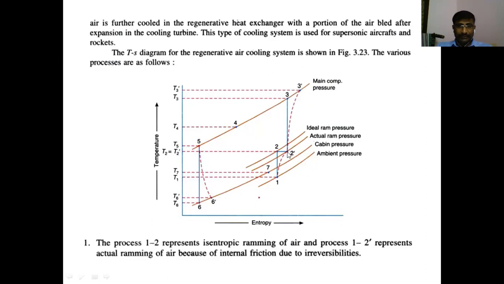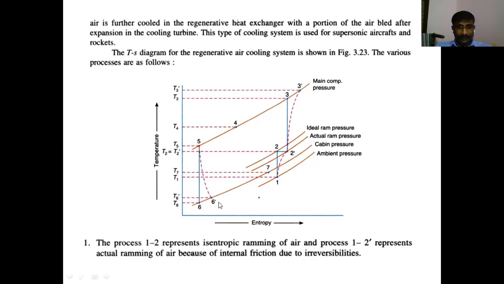2 dash to 3, or 2 dash to 3 dash, is the compression in the main compressor, as said earlier in the previous systems. 3 dash to 4 is the cooling process at constant pressure in the first heat exchanger. Then a further cooling process takes place from 4 to 5. This is the second cooling process at constant pressure in the regenerative heat exchanger. After the regenerative heat exchanger, the air is expanded in the cooling turbine. 5 to 6 is the isentropic and 5 to 6 dash is the actual expansion in the cooling turbine.